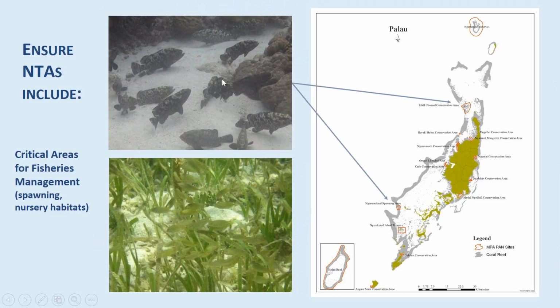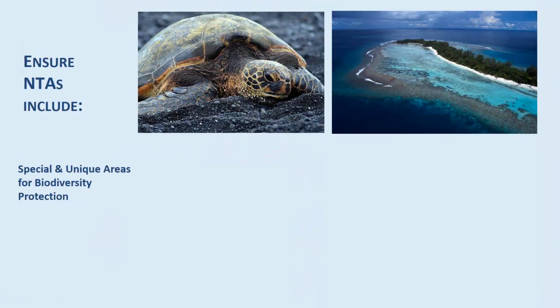And you can see 2 of these protected area networks are protecting channels, which are important spawning areas for these fish. The other thing we need to do is to make sure no-take areas include special and unique areas for biodiversity protection. They might be turtle nesting areas, or they might be remote atolls that have special and unique ecosystems and species.